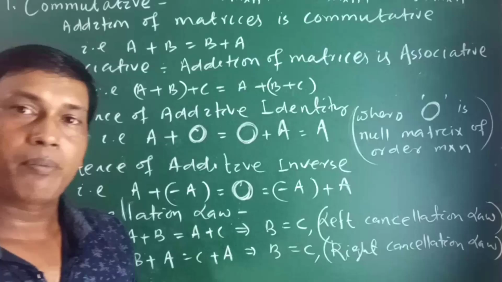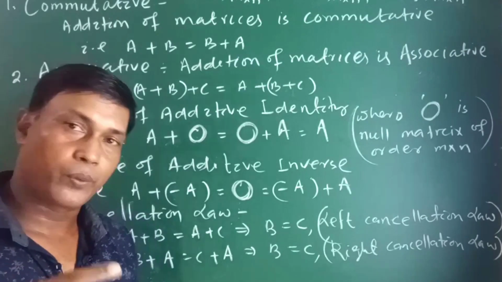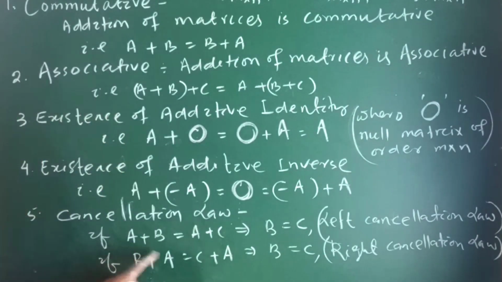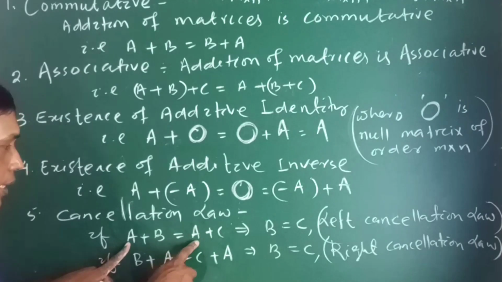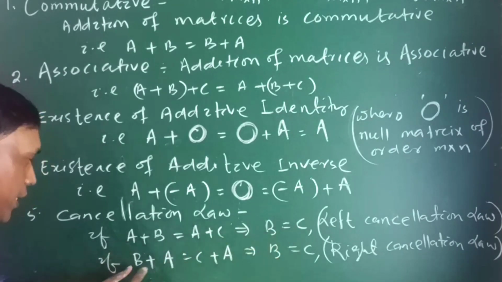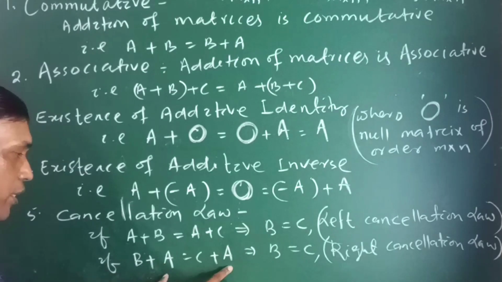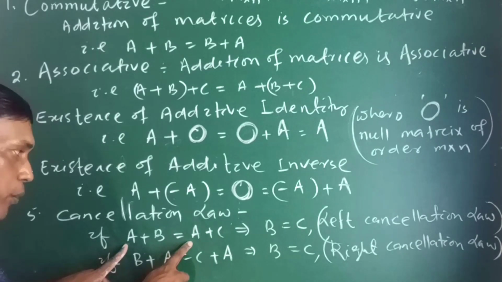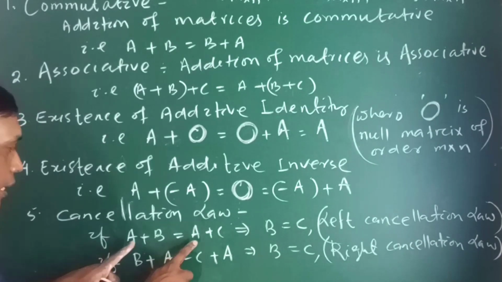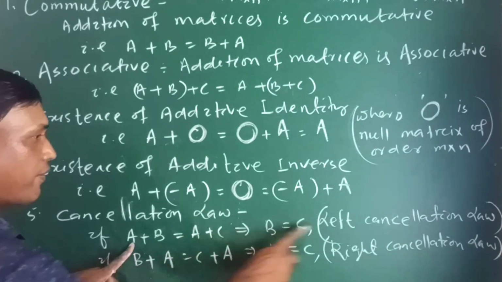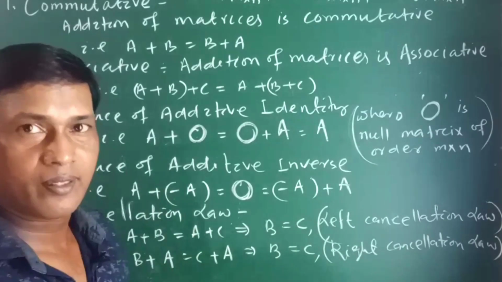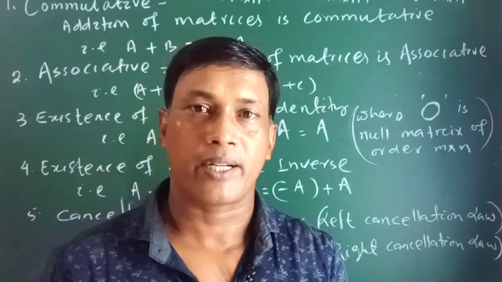And the last property of matrix addition is the cancellation law. You know it very well. How? Suppose A, B, C are three matrices given. If A plus B is equal to A plus C, then A is cancelled on both sides, and what remains is B is equal to C. Here B plus A is equal to C plus A, A is cancelled on both sides, B is equal to C. But here A is cancelled on both sides, where A is to the left of B and C. Here A is to the right of B and C. That's why this is the left cancellation law and this is the right cancellation law. These are the properties of matrix addition.